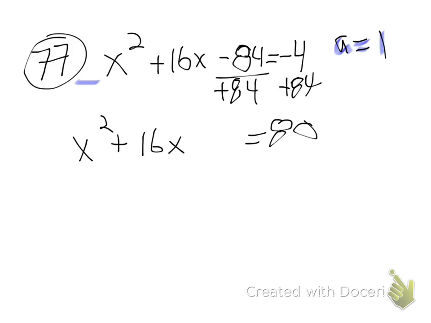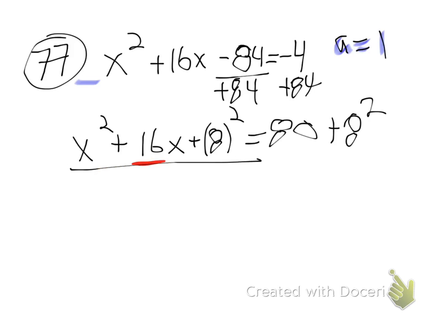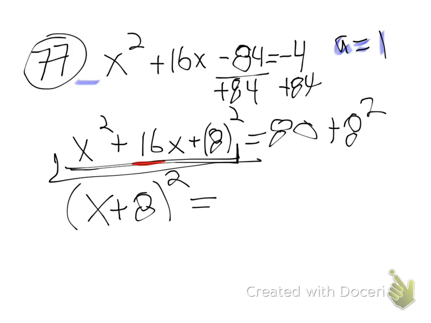Okay? So the trick is we're going to take half of this term, half of that 16, which is 8, and we're going to add 8 squared. So we're adding 8 squared there, so we add 8 squared here. Then this is going to make it a perfect square trinomial. This is ax squared plus 2abx plus b squared. So this one, because we've completed the square, will factor out to (x plus 8) squared equals 144.